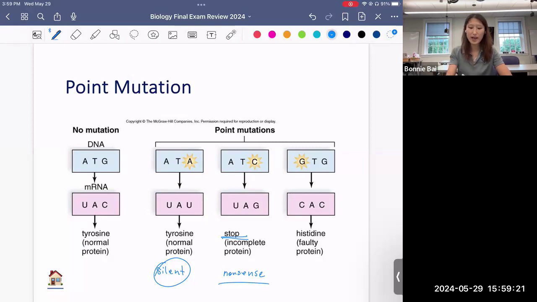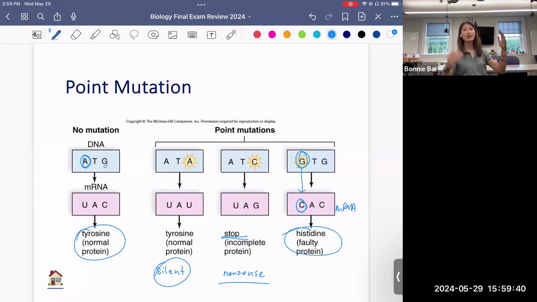Our very last one, we have ATG. Instead of changing the last base, we change A into a G, which means this G will go into a C in the mRNA. Okay, and instead of tyrosine, we now have a histidine, right? So we did not change to a stop codon. We did not keep the same amino acid. We did have an amino acid change. This is called a missense mutation.